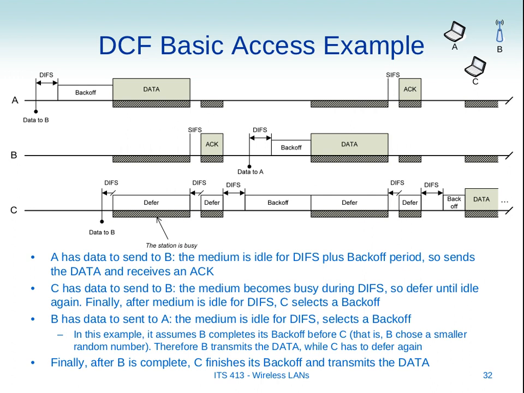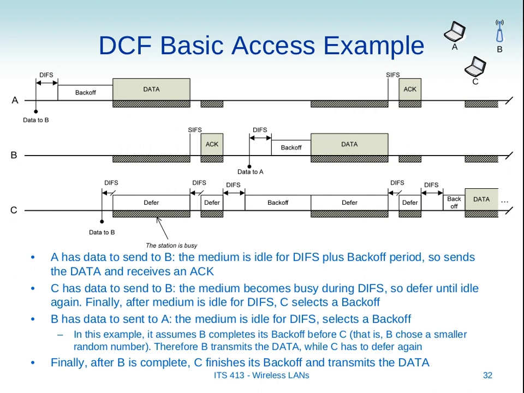DIFS. Station A has data that it wants to send. So at this point in time, we'll mark that: some data ready to send. That is, if you look at the layers perspective, the higher layer, the network layer, has sent an IP datagram to the wireless LAN layer. So it's received it inside the computer, so it has data to send.